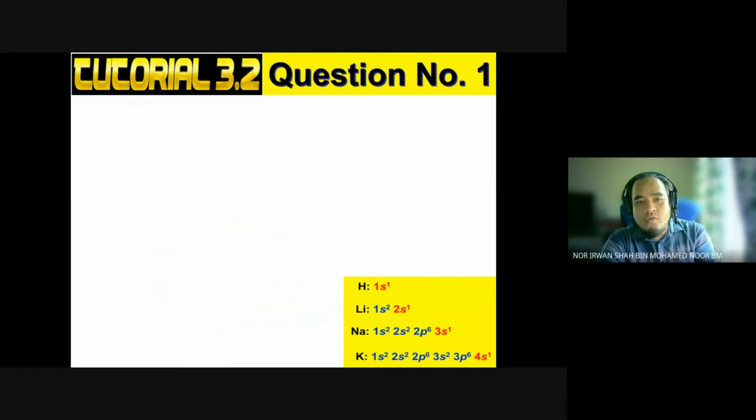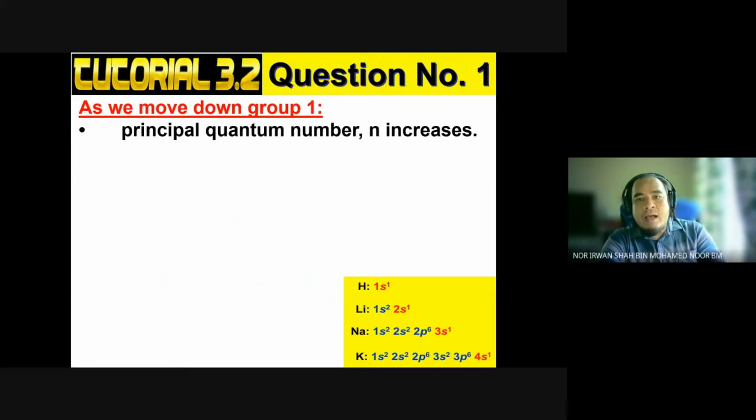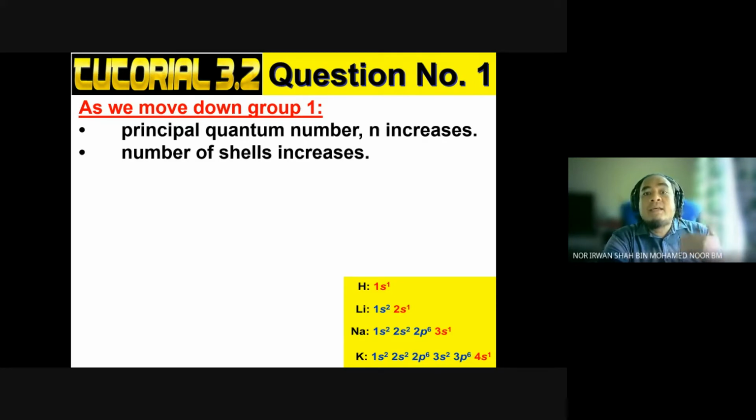Kalau kita move down the group guys, especially untuk group 1 ini, apa yang berlaku pertama sekali? Firstly, obviously, principal quantum number or N increases. Itu apa yang berlaku firstly kan bila kita move down a group. Okay, and then what else? The number of shells increases.